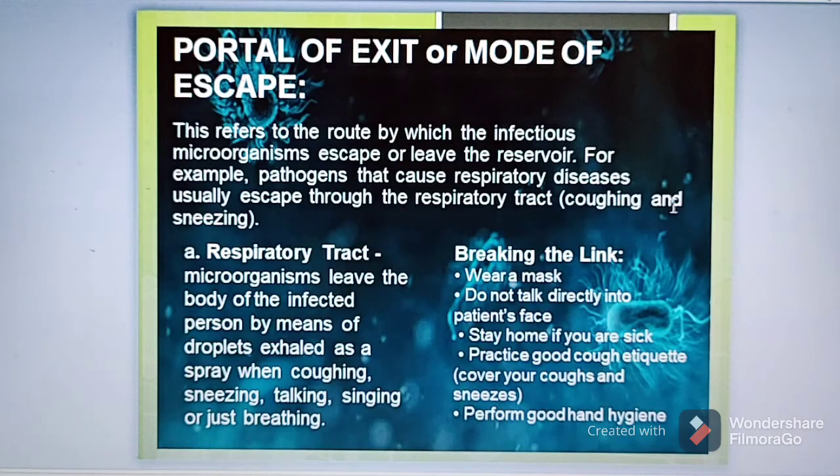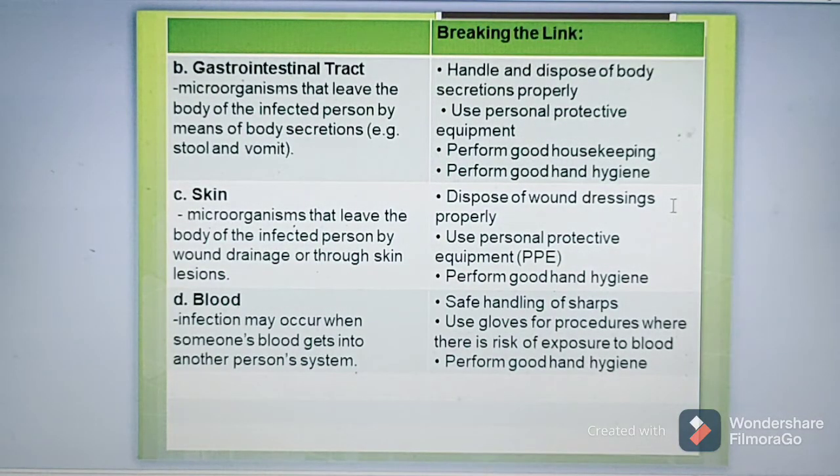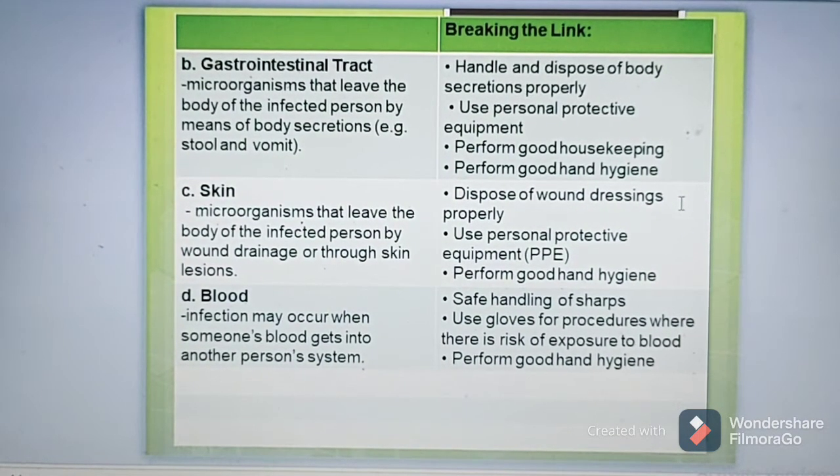So next, we have the gastrointestinal tract. So microorganisms that leave the body of the infected person by means of body secretion, example stool and vomiting. So once nga infected ng isa ka tao or grabe na ang iyahang sakit, possible nga magawas niya or masuka niya ang mga hugaw. So to break the link, handle and dispose of body secretions properly, use personal protective equipment, perform good housekeeping.